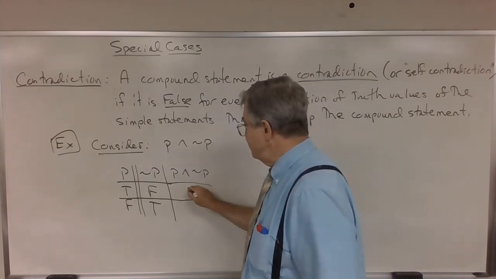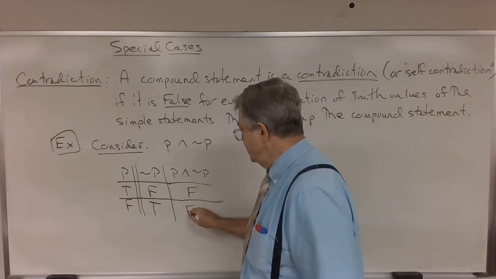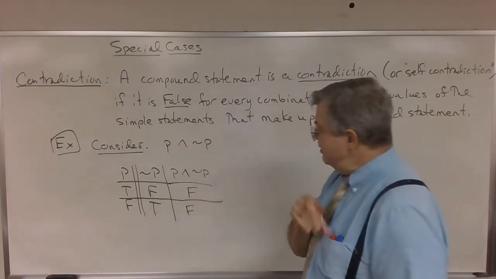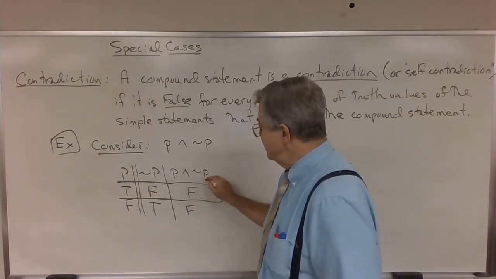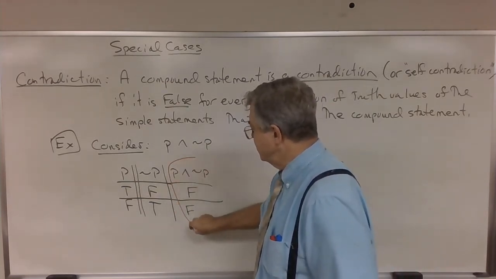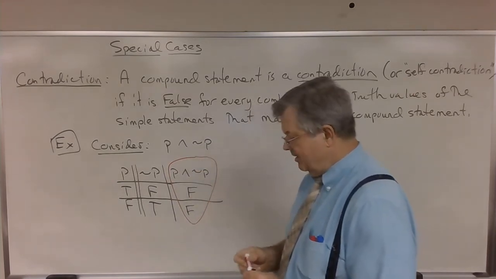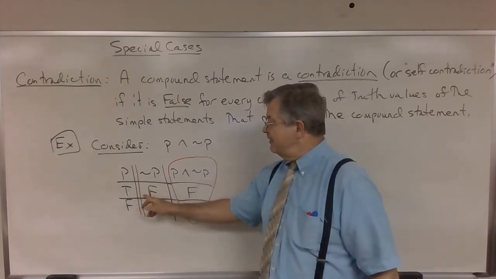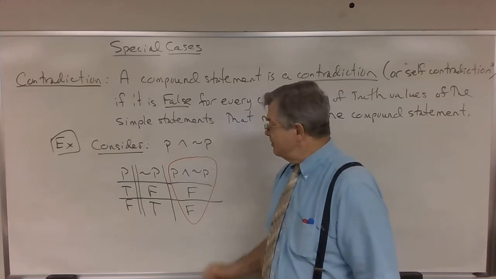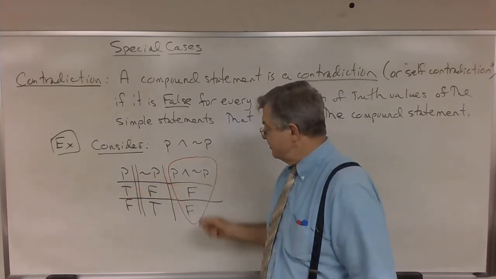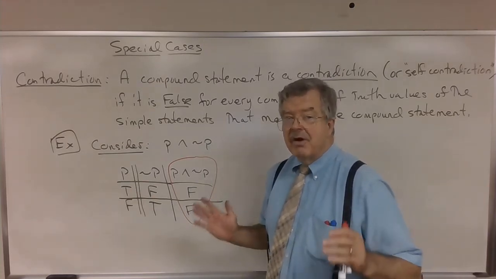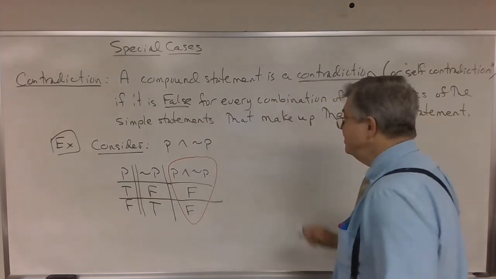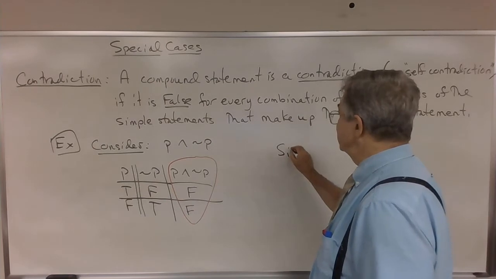So this is going to be false and false. And this is the truth table for the statement P and not P. For all combinations of truth values of the simple statement P that makes it up, this compound statement is false. It's always false, so it's a contradiction.